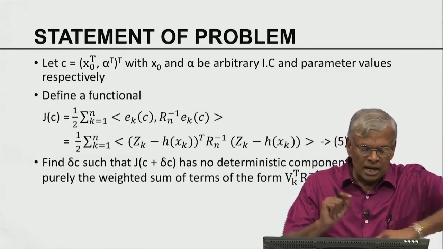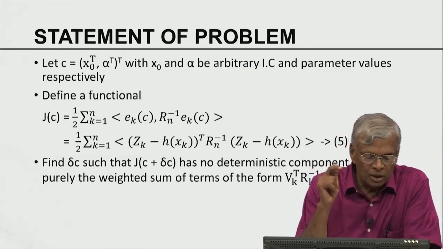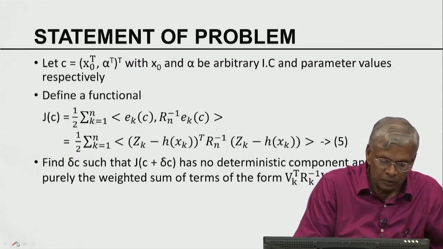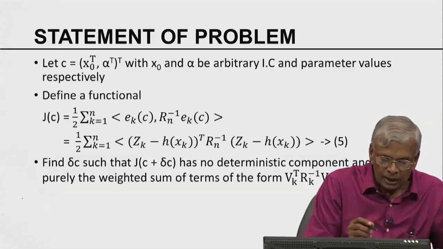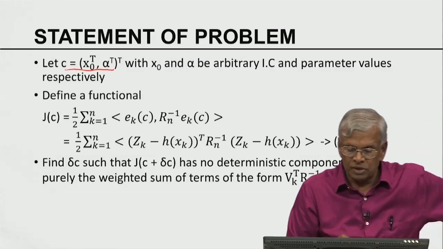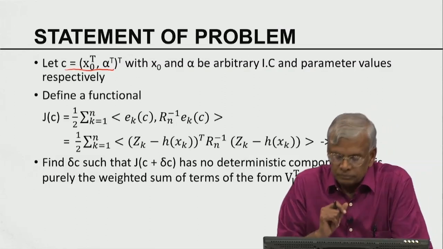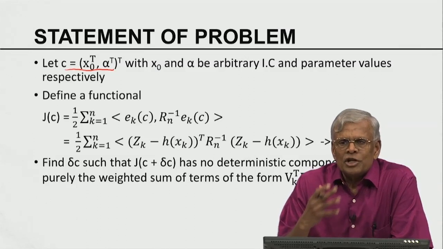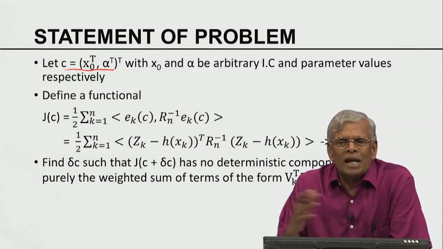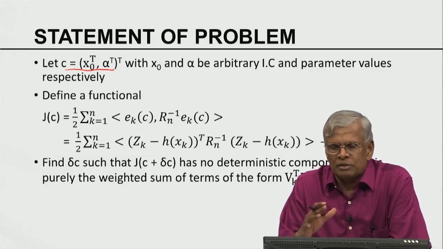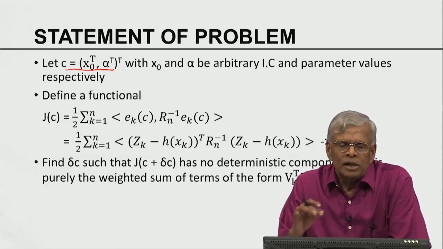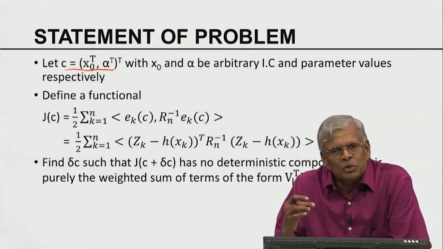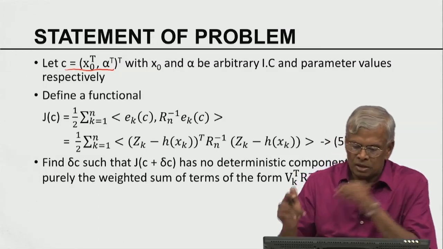So, with that as a basis, I am now going to state the problem formally. Let C be the chosen control where X naught and alpha are arbitrary. Well, arbitrary to the extent that generally engineers and scientists may not know the exact value, but they do know the region where the exact value lies. So, X naught and alpha, while not equal to the true state, may not be too far from the true state as well. They are arbitrary.